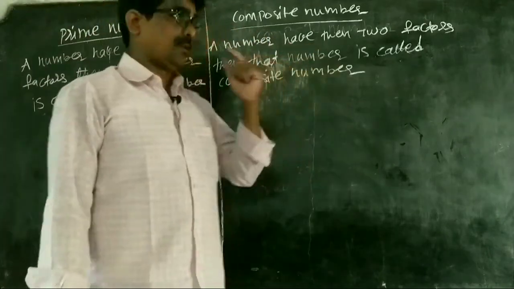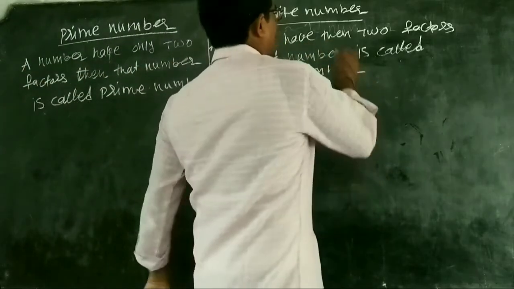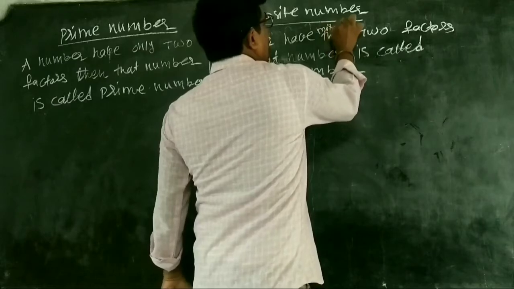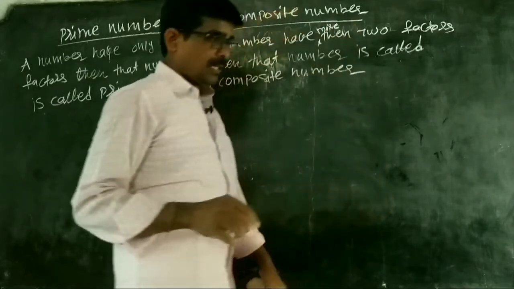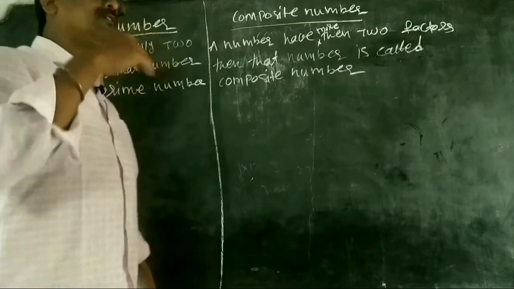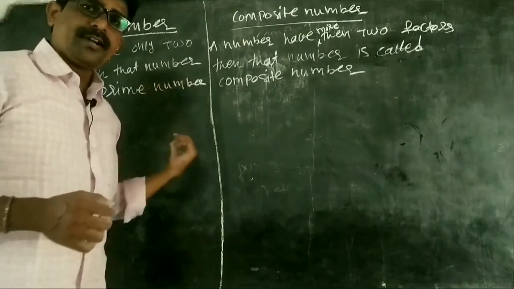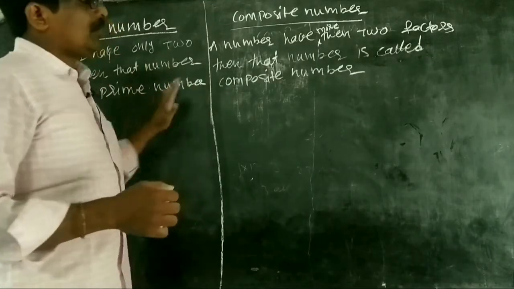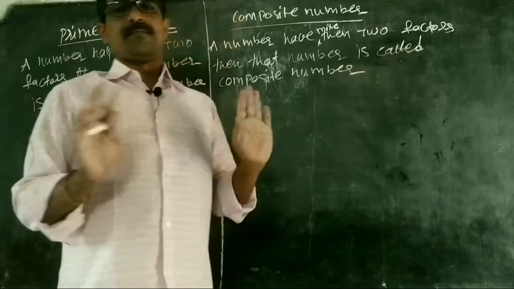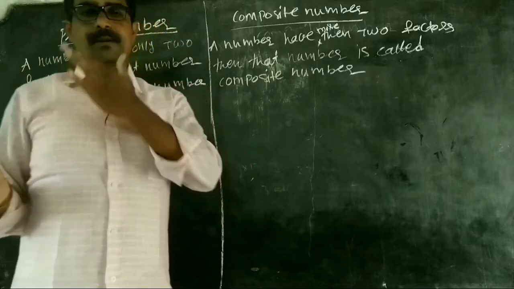What is a composite number? A composite number is a number that has more than 2 factors. That means 3 or more, 3, 4, 5, whatever it may be. Then that number is called a composite number. Only 2 factors: prime number. More than 2: composite number. Simple thing. But 1 is neither a prime number nor a composite number.